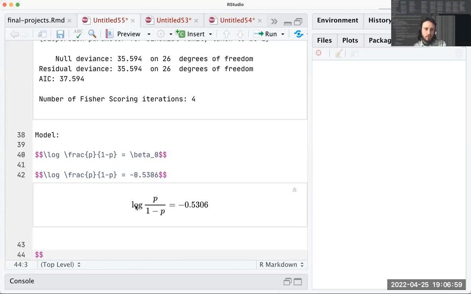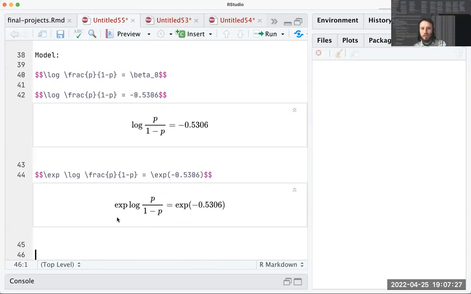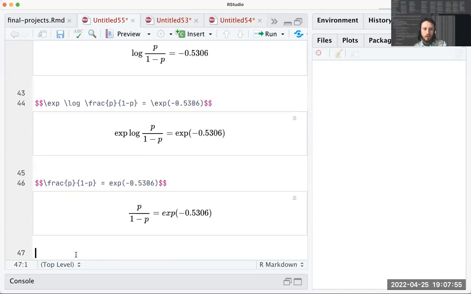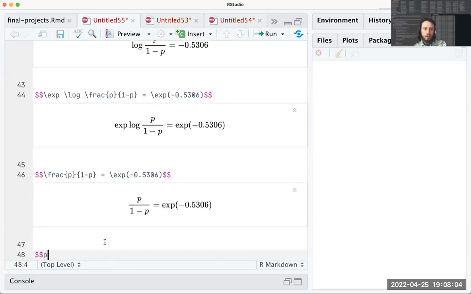In this equation, we see that we have the logarithm of some value that is equal to something, and logarithm is an inverse function for exponential. So I can put the exponent on the left-hand side and on the right-hand side. And then exponential of logarithm is just the same thing as the argument of this logarithm, because logarithm and exponent are mutually inverse. So I have this thing. And now it is just a high school exercise to find p.